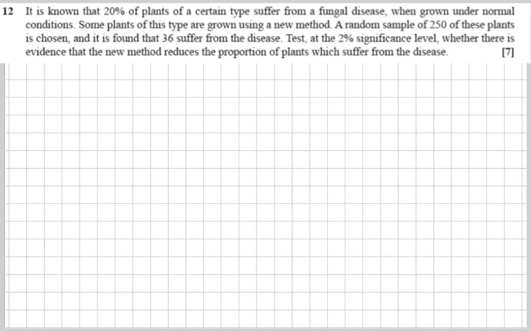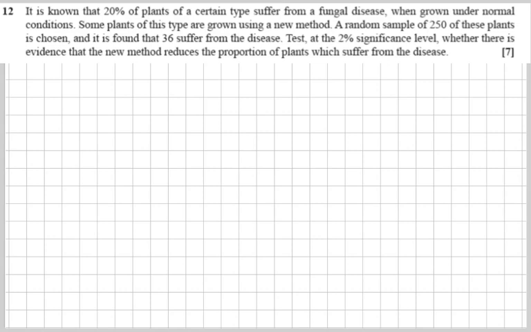It's known that 20% of plants of a certain type suffer from a fungal disease under normal conditions. So there's a proportion of plants that get a fungal disease normally, and that proportion is 20% or 0.2. That's also the probability of a randomly selected plant suffering from the disease. And that's going to be our standard, our P, which will be 0.2 to begin with.